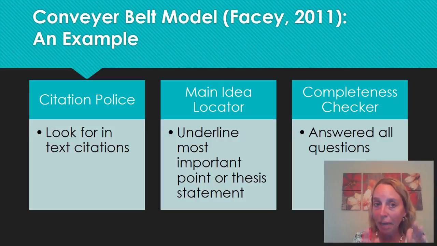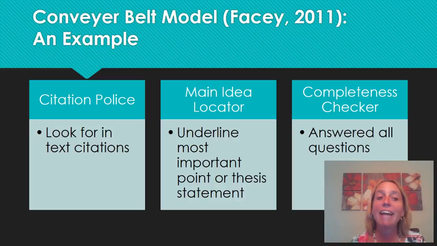So now that same paper gets rotated over. You see the conveyor belt model kind of happening. It gets rotated over to the completeness checker, and they're checking off to see if all the questions were answered. And then that paper goes back to the student. I usually have students write some kind of mark in the upper right hand corner, like a favorite number, so they can find their papers without having their names attached to it.